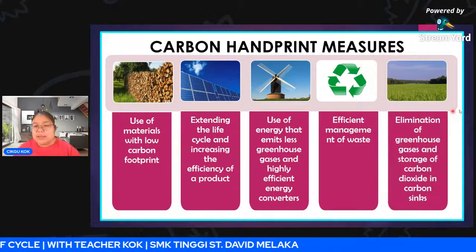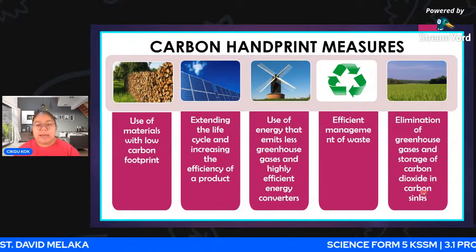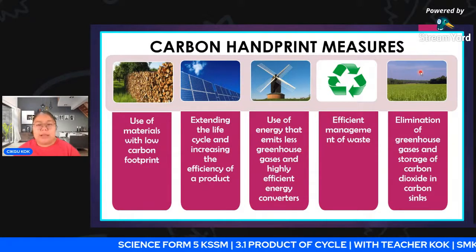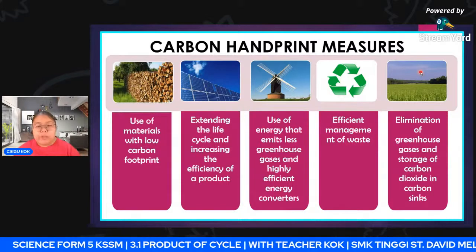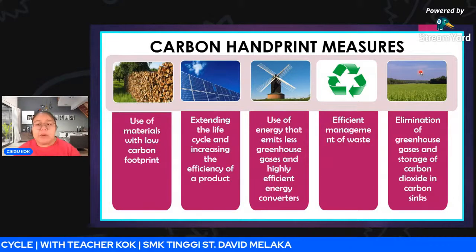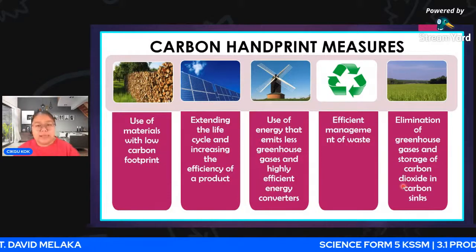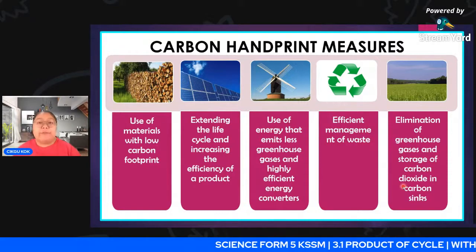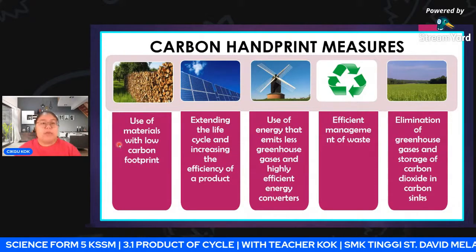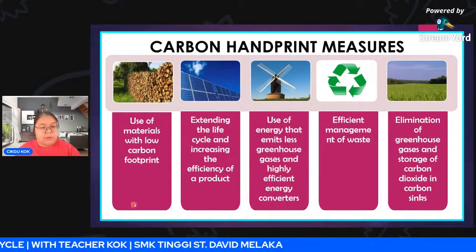And the last one is elimination of greenhouse gases and storage of carbon dioxide in the carbon sink. That means this is replantation. If you have more plantation, that means you can increase oxygen and reduce carbon dioxide, because everybody knows plants need carbon dioxide for photosynthesis. When they take in the carbon dioxide, we call it a carbon sink, sinking in the ocean and also in the forest. Now we see them one by one. What is the first one? They use materials with a low carbon footprint. Let's see the first part.